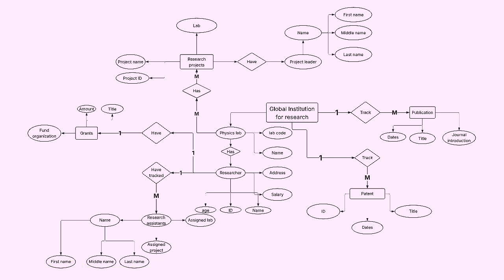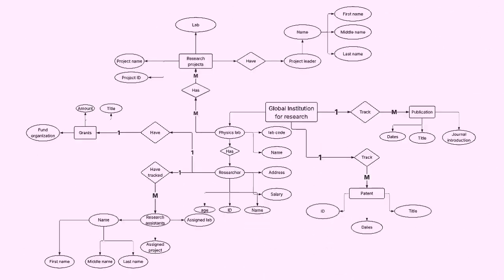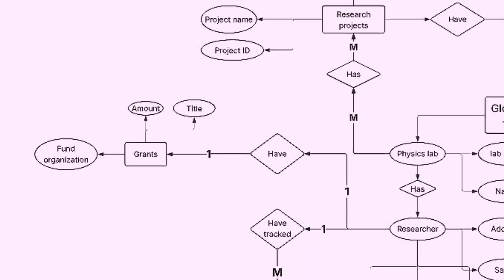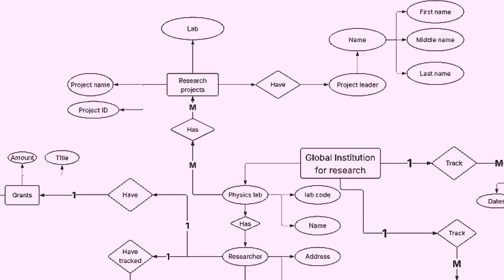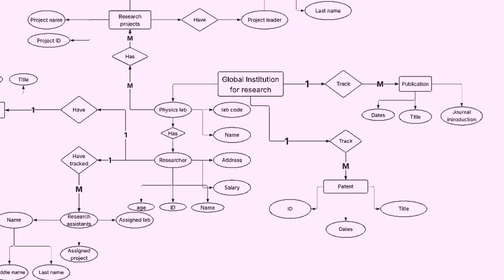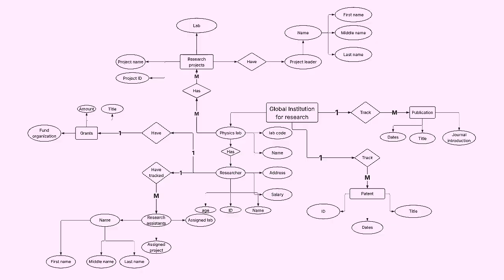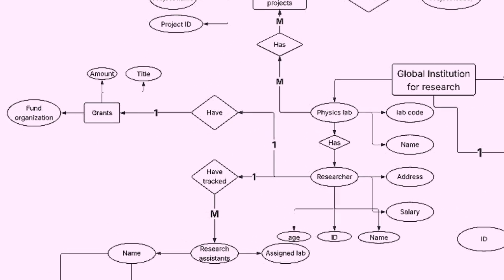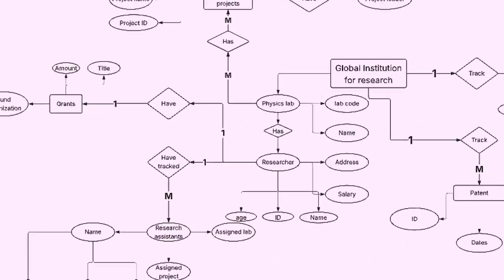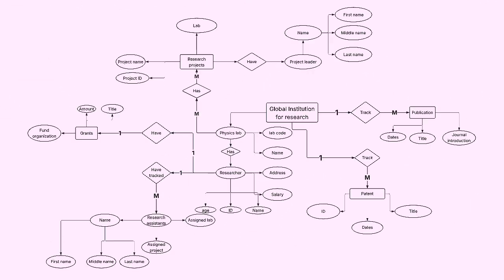In the following ER diagram, we see the entities, namely global institution, research projects, patent, publication, and grants, where we see a many-to-many relationship among lab and projects, whereas there is a one-to-many relationship for publication and patent with institute, and that of assistants with researcher. Lastly, we see a one-to-one relationship between a researcher and its grants. Has, have, tracked, track imply the relations among attributes and entities. Everything else in ellipses are attributes to the entities of the relationship.